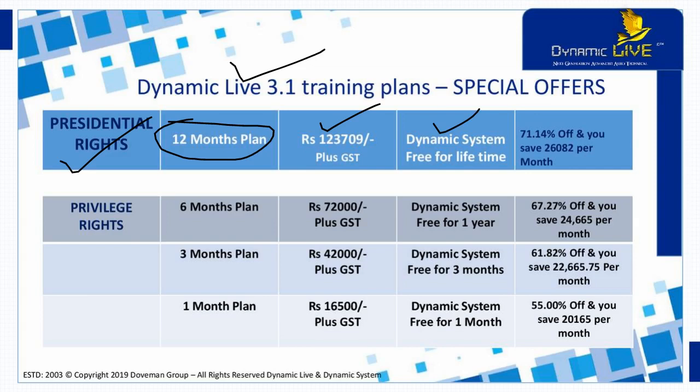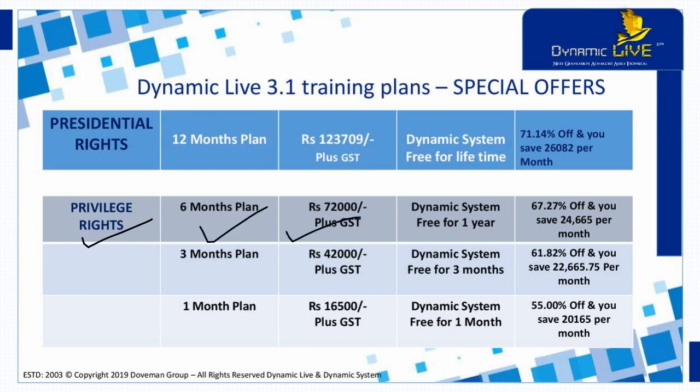Right? If anyone goes only for the dynamic system, for that itself you are going to pay 95,000 plus GST. It comes up to 1,12,000 rupees. But now you're getting Dynamic Live for one entire year plus this dynamic system free for lifetime at just 1,23,700 plus GST. Okay, and you're getting almost 71% off on this particular plan. And then there are these Privilege Rights for those people who want to go for this. Now here is a 6-month plan at just 72,000 rupees. You get Dynamic Live for 6 months, and you also get dynamic system free for one entire year.